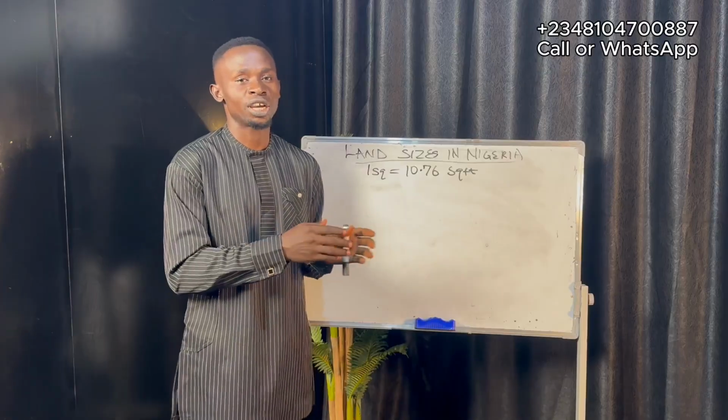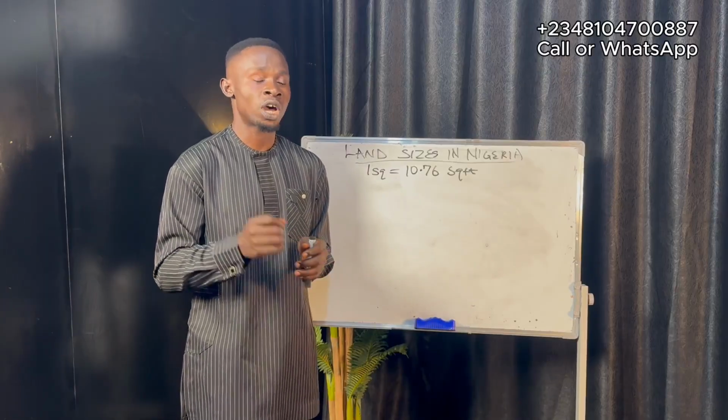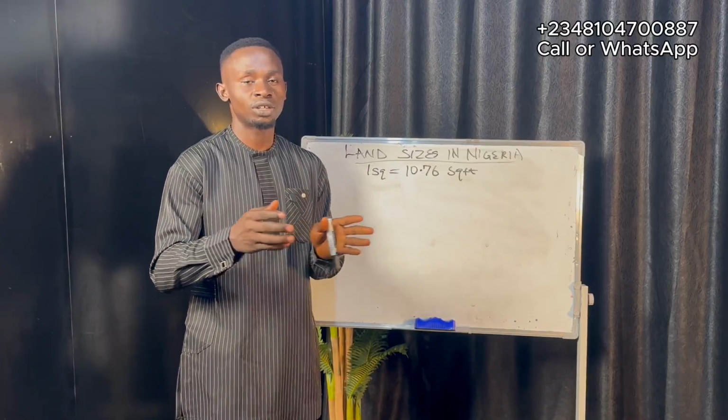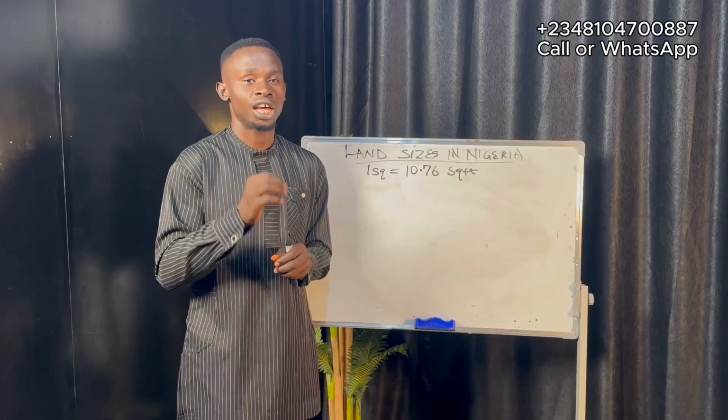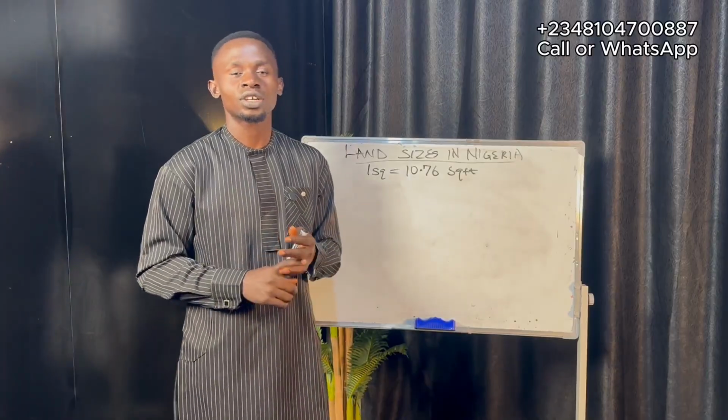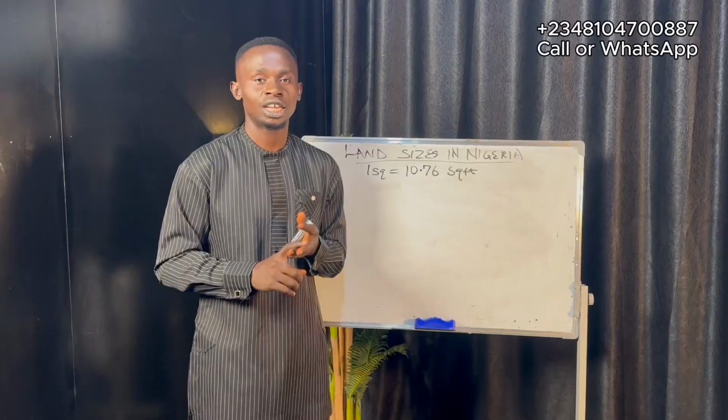That's why when you are buying land here in Nigeria, you have things like beacons. Beacons are basically what indicate the boundaries of the property that you want to buy. And that boundary is what makes it to be called what? A plot of land.